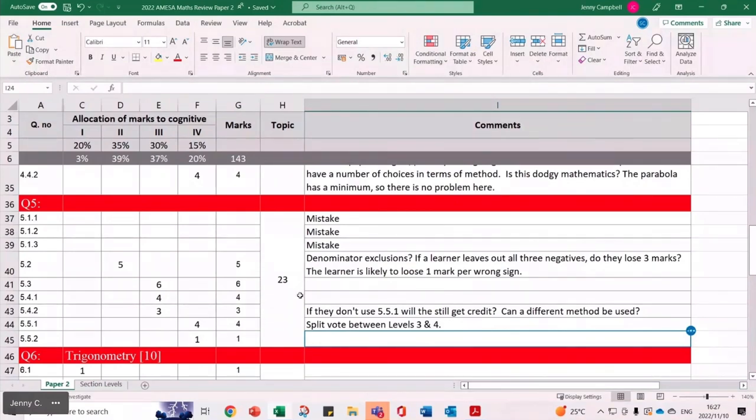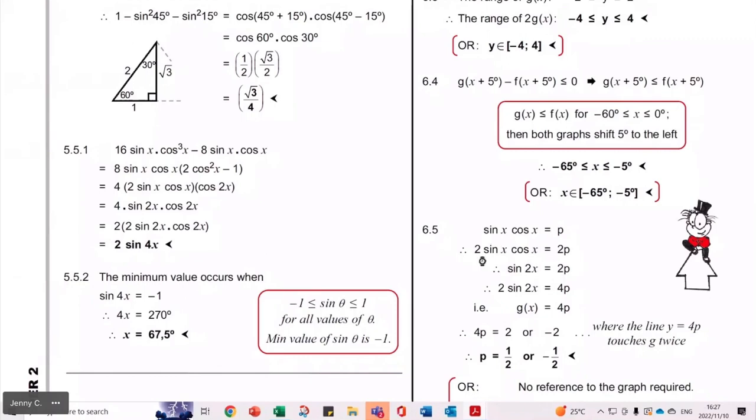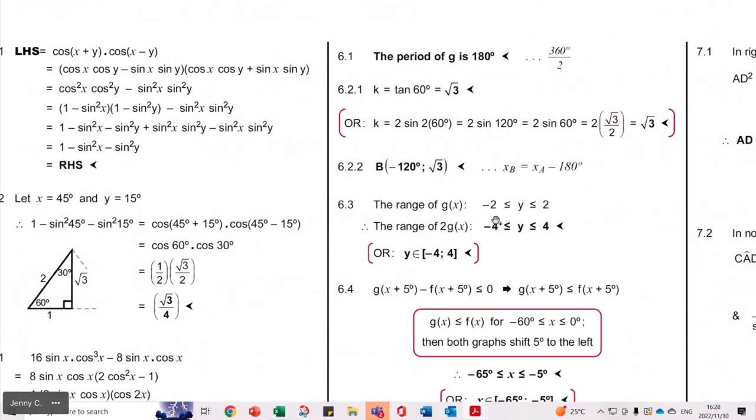Okay. So that's question 5. Let us move on to question 6. Right. Let me get to the start. Okay, the trig graph, 6.1 I thought was easy, 6.2 I thought was easy, both 6.2s. 6.3 I thought was fairly straightforward.